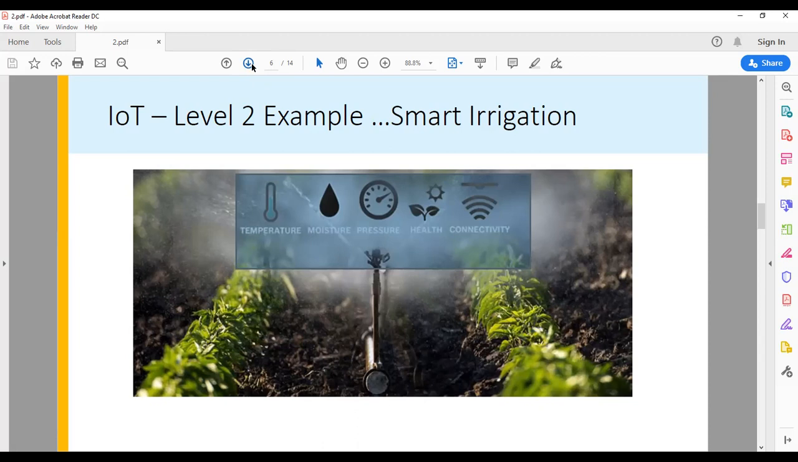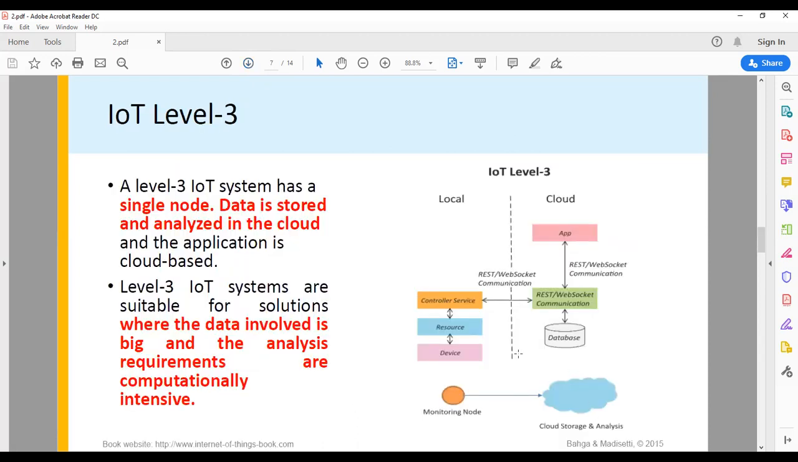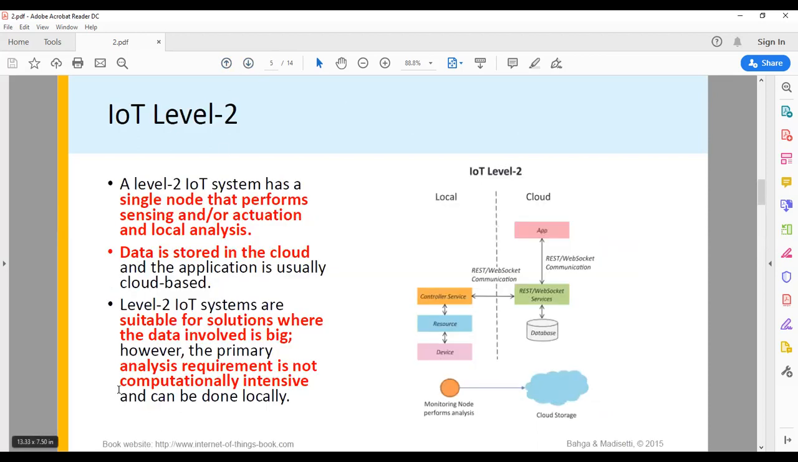Now let's see level 3. In level 3, what is the change from level 2 to 3? All this is the same, though here the monitoring node is single. Okay, there is cloud storage also there, but the analysis is computationally intensive. In level 2 it is not computationally intensive.